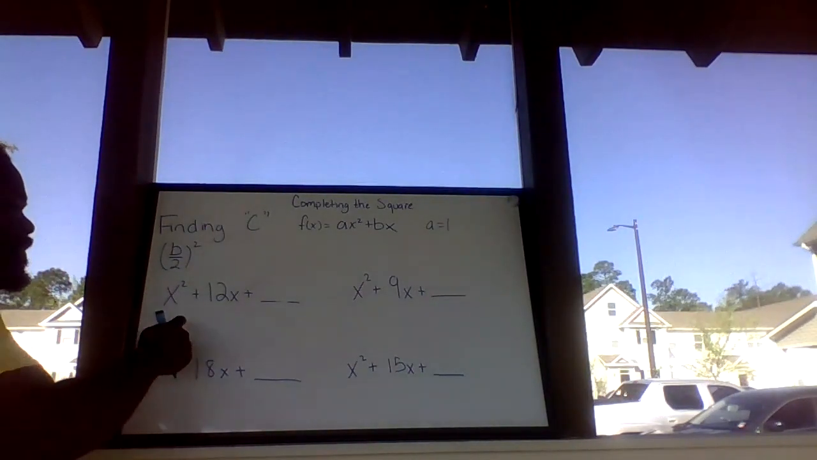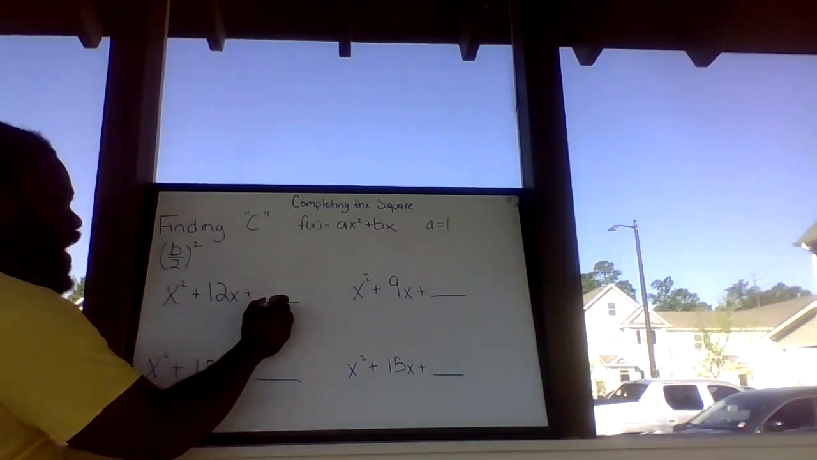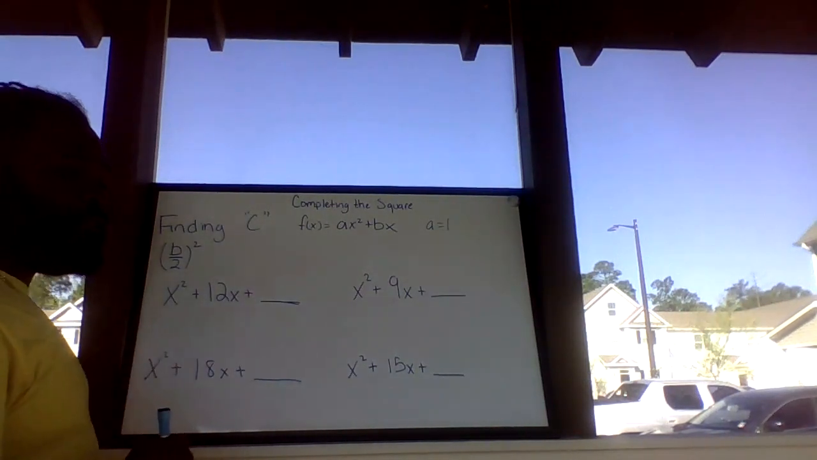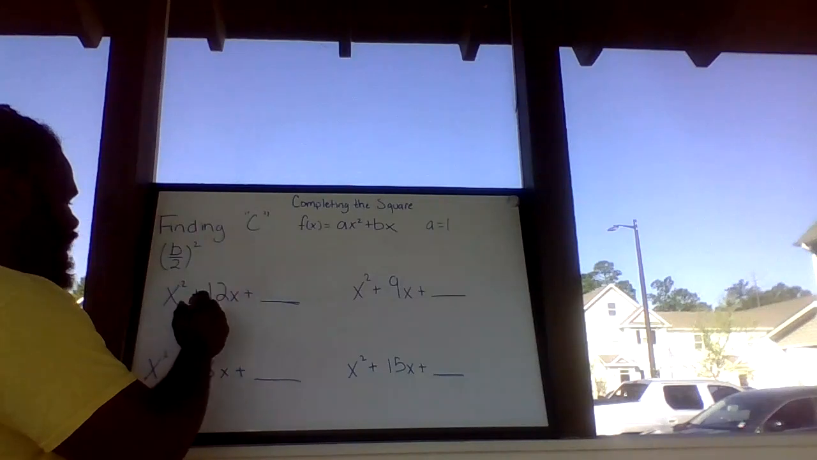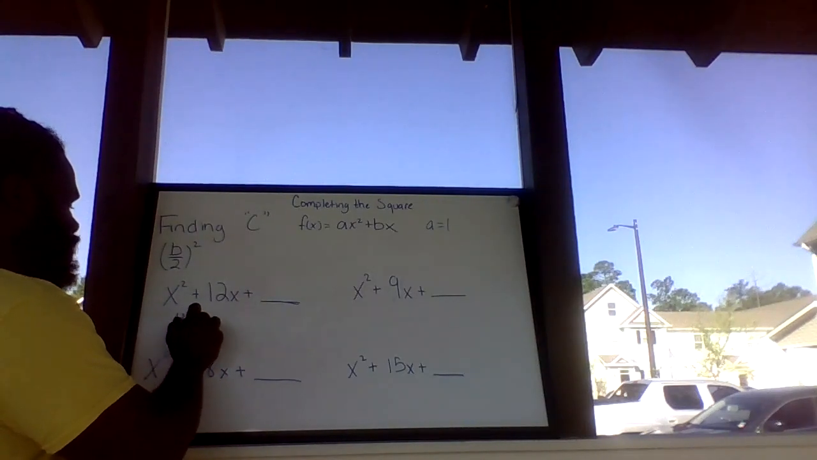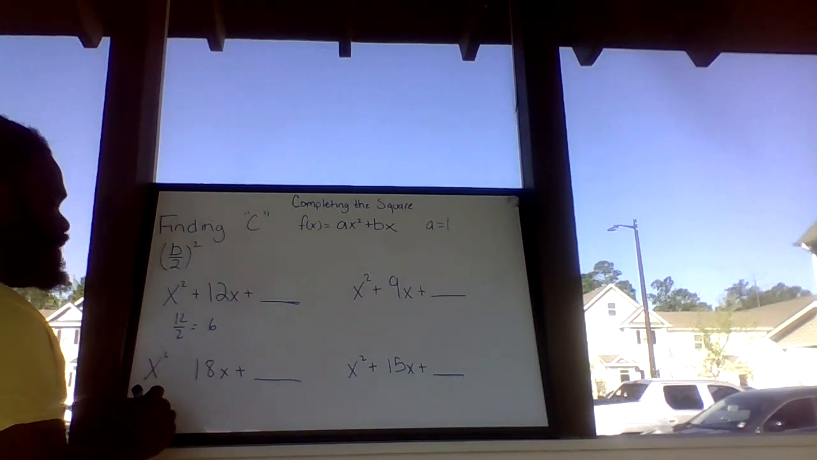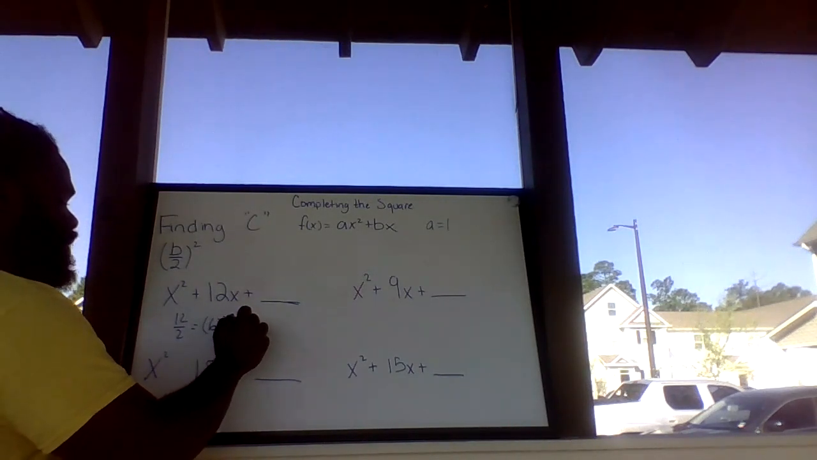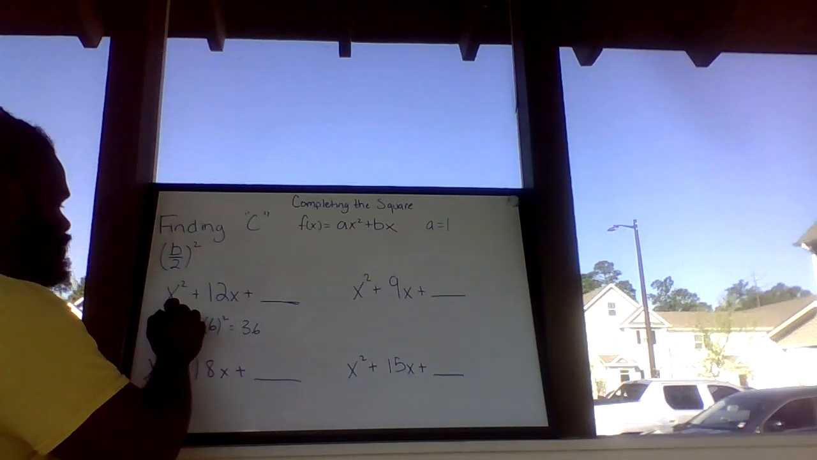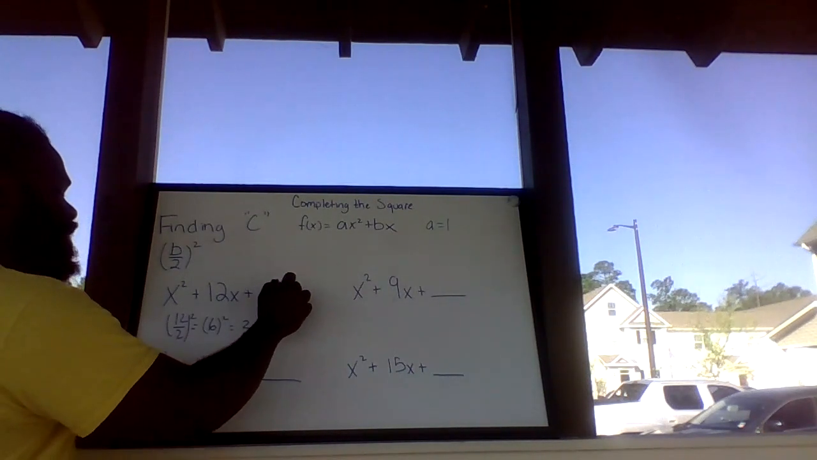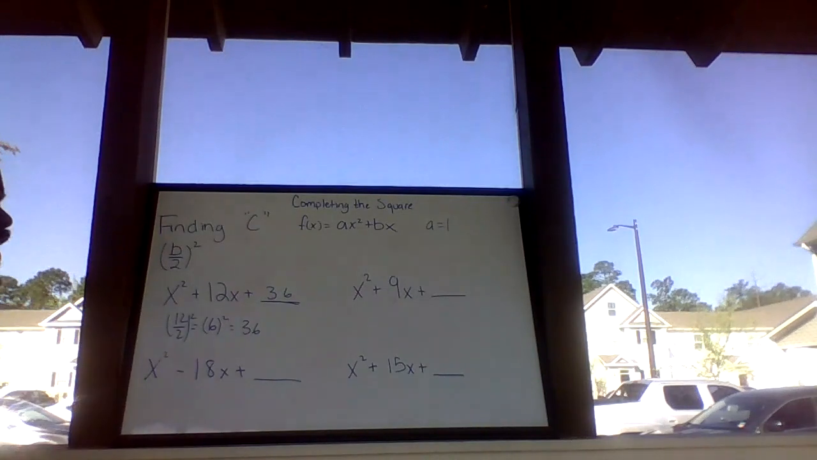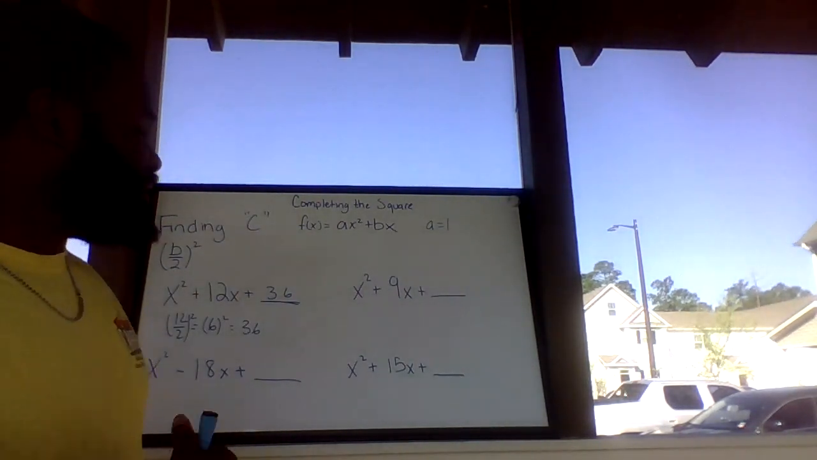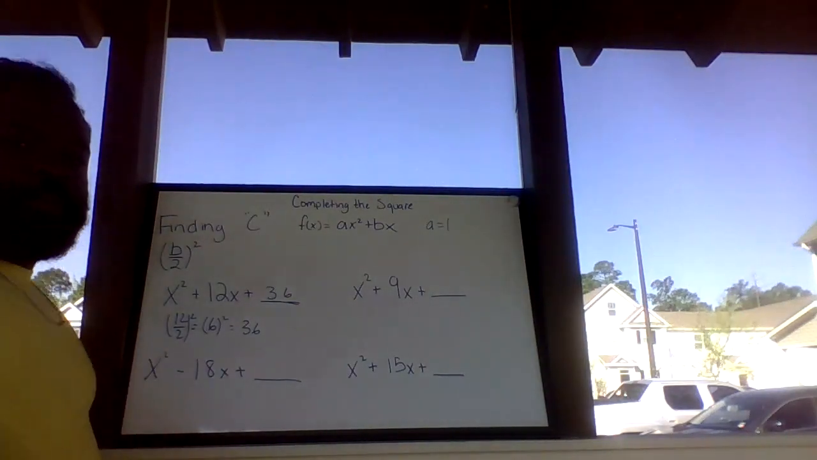So as I look here, my b value here is 12. I want to find my c value, which goes on this line right here. I want to take half of my 12. Half of 12 would give me 6. From this value, I want to square it. That's going to give me 36. So my c value here, while completing the square, will be 36. And that's all we want to do. We just want to find that c value. That c value here would be 36.